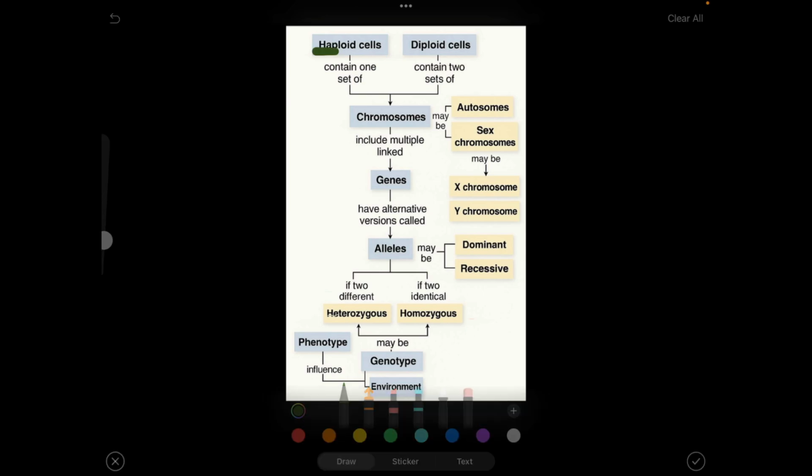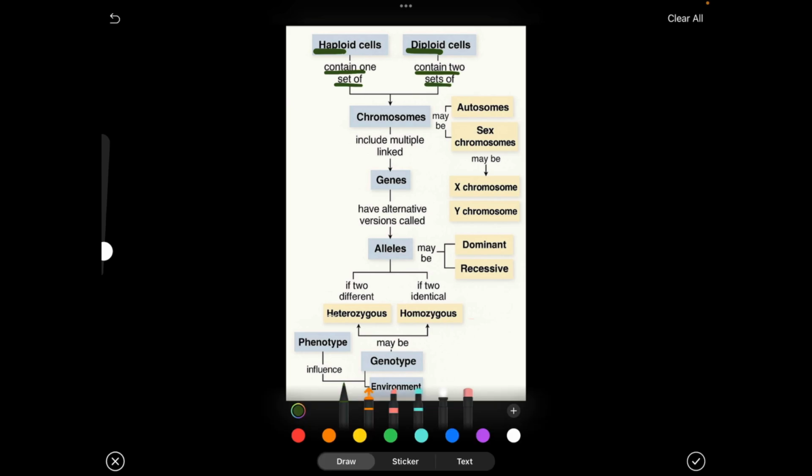So cells can be of two types. One is haploid cell and one is diploid cell. Haploid cell contains only a single set of chromosomes, and diploid cell contains two sets of chromosomes. That means one pair of chromosomes. Here it is N structure and here it is 2N structure. 2N structure means two sets of chromosomes and haploid means one set of chromosomes. Chromosomes can be of two types again, that is autosome and sex chromosome. Both haploid and diploid cells contain the chromosomes.